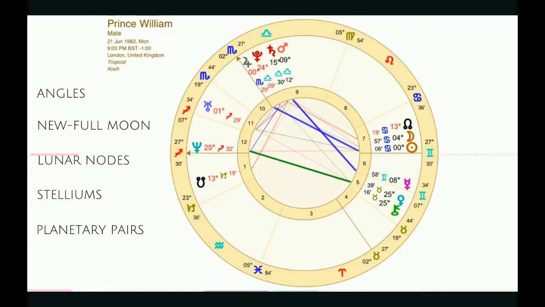And if you look, that Saturn-Mars planetary pair is actually square to the lunar nodal axis. So that also draws that cluster in the 9th house into that lunar nodal axis. So Prince William: angles, new moon, lunar nodes, those first 3 on the list. So that's definitely the focal point in his chart.